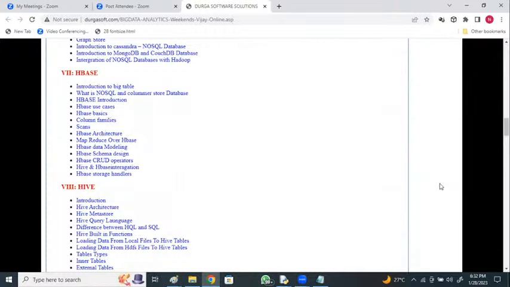On Saturday, it will be 2 to 2.5 hours, and Sunday 2 to 2.5 hours, so 5 hours per week. It's a weekend batch, only on Saturdays and Sundays. It's a total of 12 weekends, where in depth and in brief we'll be discussing. All the software will be provided through Google Drive, and the videos you'll also get through Google Drive. Notes I'll be forwarding through mail.